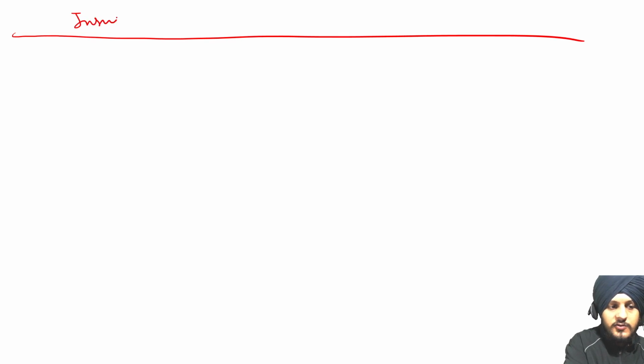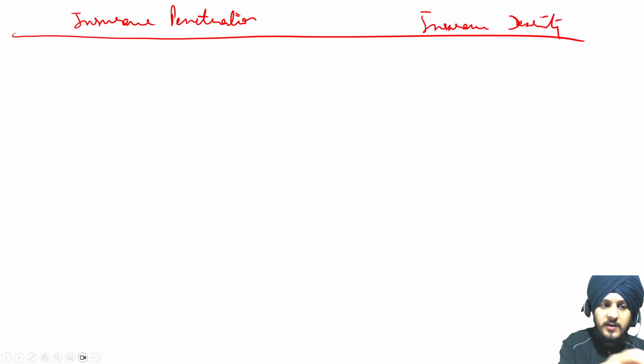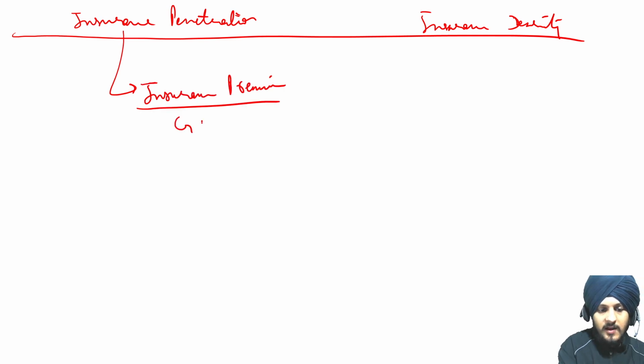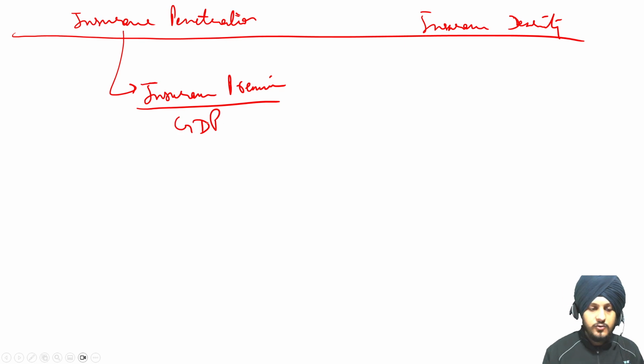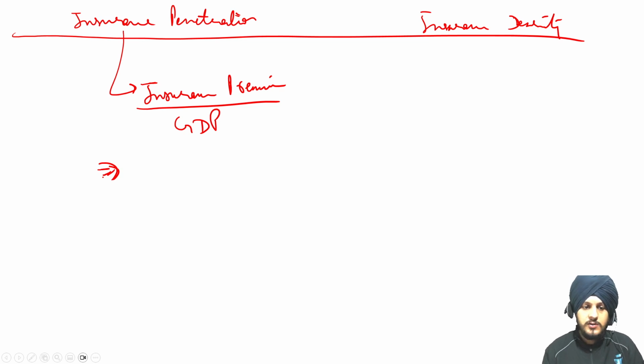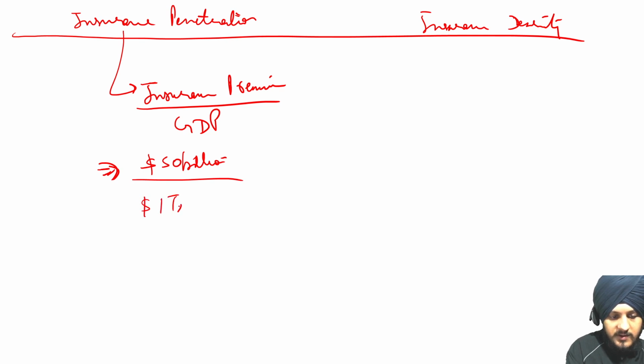Now let us understand these two terms: insurance penetration and insurance density. Insurance penetration is nothing but the insurance premium as a part of the GDP of that country. So let's say the insurance premium paid by the individuals of that country is, let's say, 50 billion dollars, and let's say the GDP of that country is 1 trillion dollars.